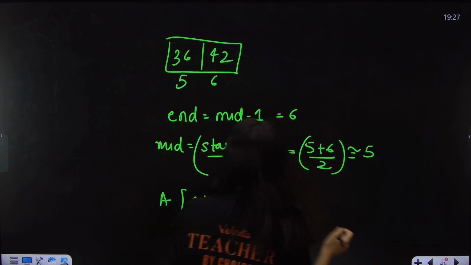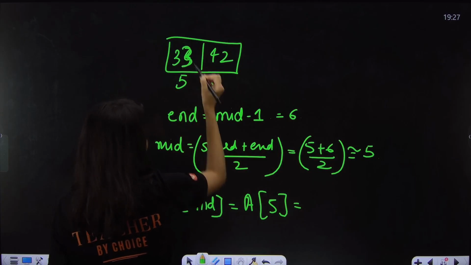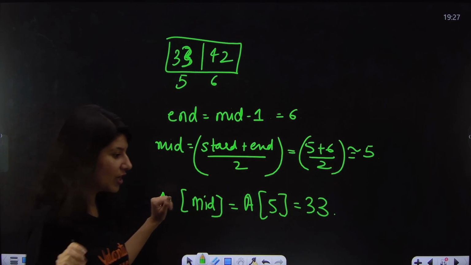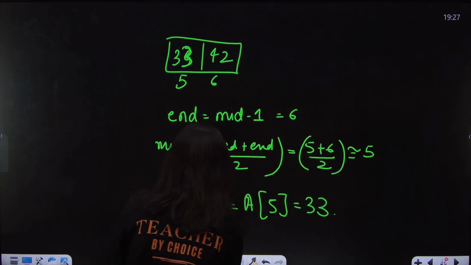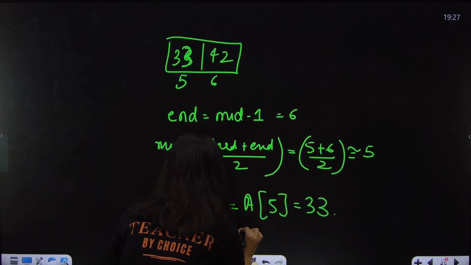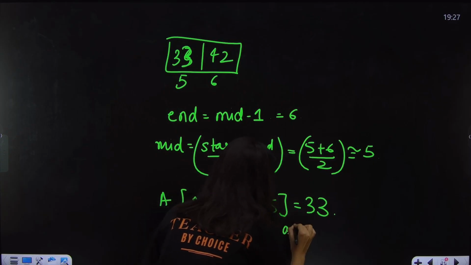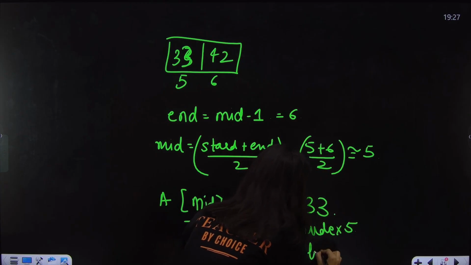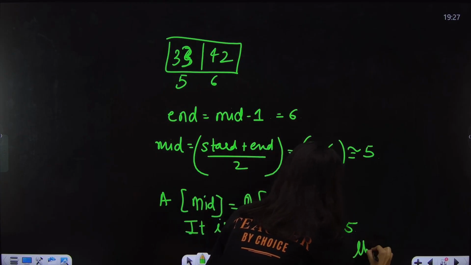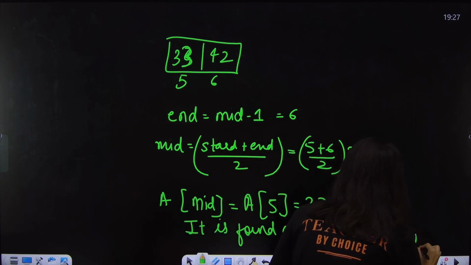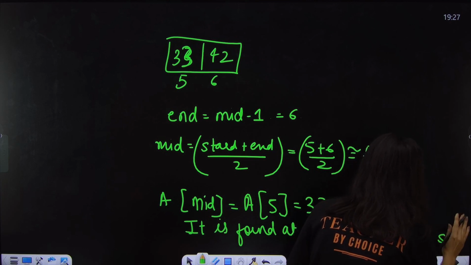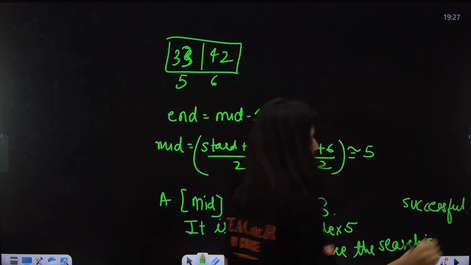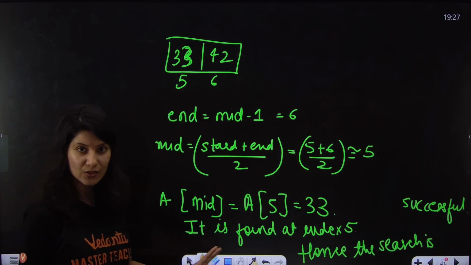33, right? 33. I wrote correct. Incorrect. 33. So A5 is 33. Match found. Now what you need to write? It is found. So it is found at index 5. Hence, the search is successful. You have to write successful. Okay, so by this question we are done with this question as well.